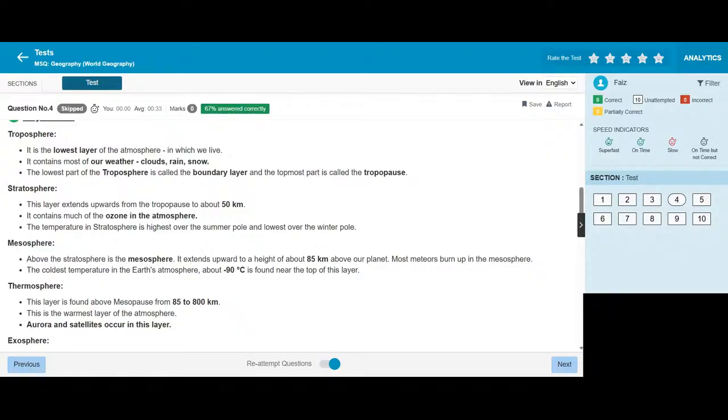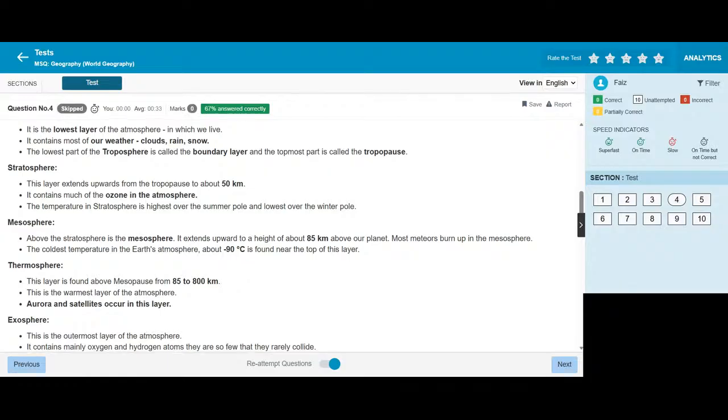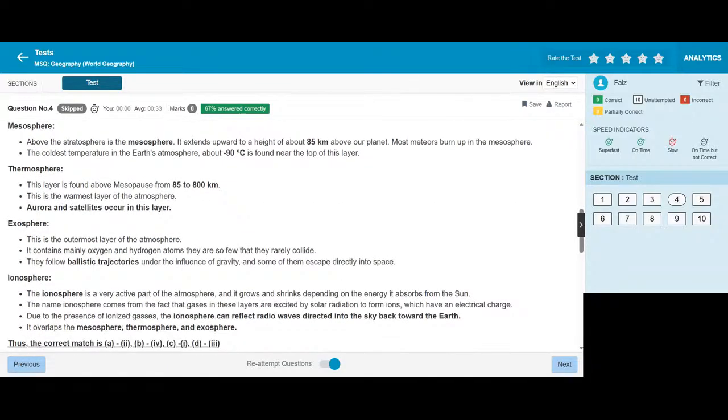Thermosphere. This layer is found above the mesopause, from 50 to 100 kilometers. This is the warmest layer of the atmosphere. Aurora and satellites occur in this layer.